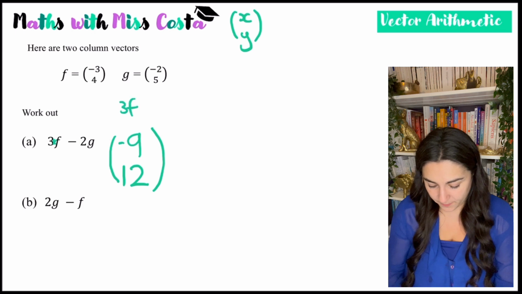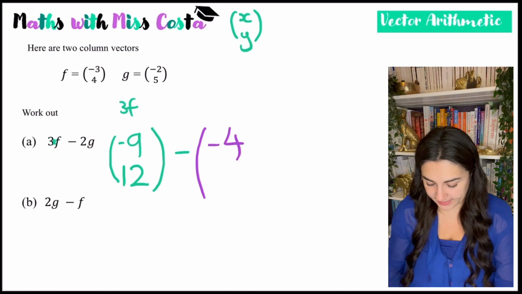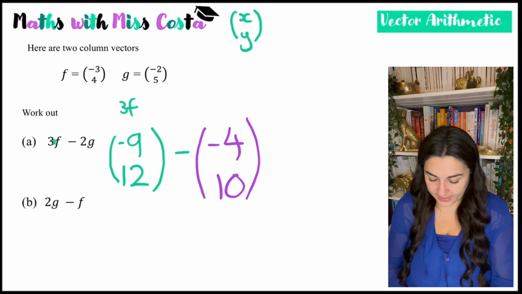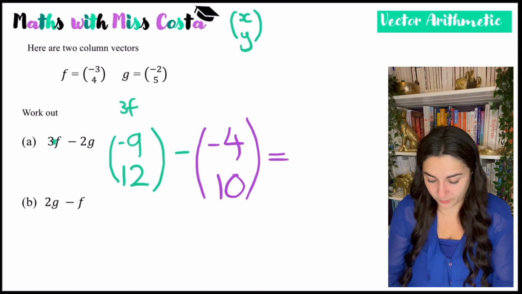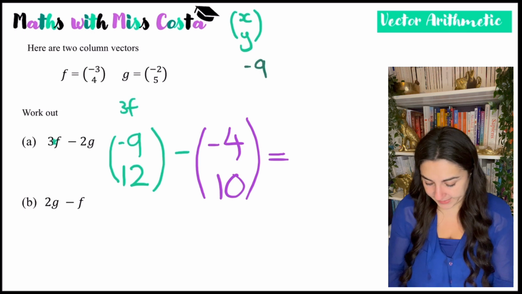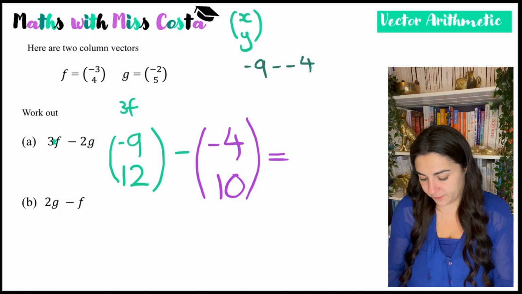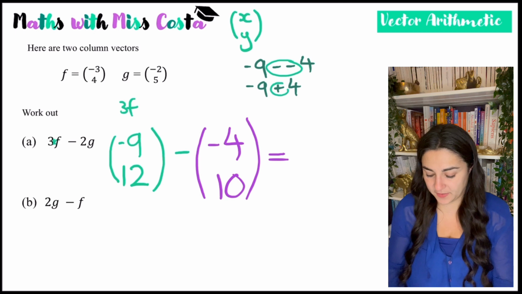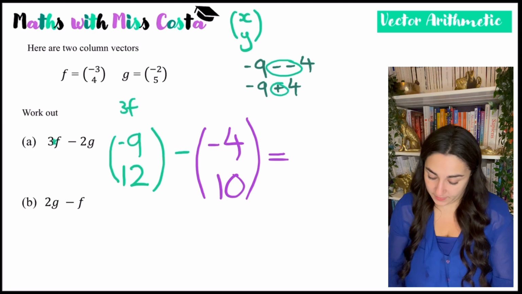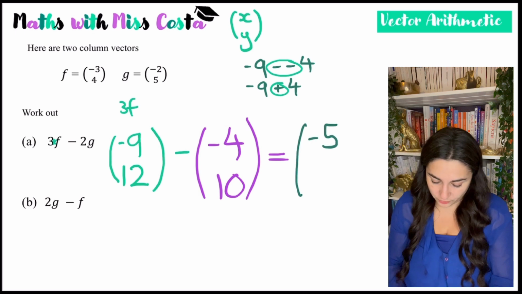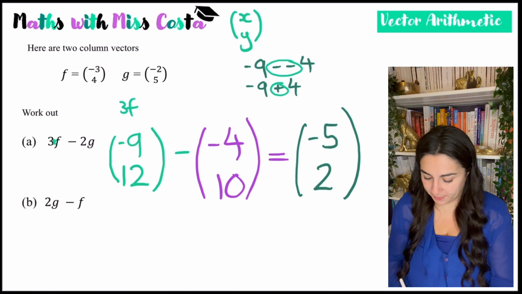So that's 3f. And then 2g is going to be double this. So double -2 is -4, and double 5 is 10. So I've just doubled that. And now what I need to do is subtract them. So just like with normal arithmetic, I'm just going to work with the x values first. So -9 minus -4 would become -9 plus 4, because when there are 2 negative signs next to each other, they turn into a plus. -9 plus 4 is -5. And then you've got 12 take 10, which is 2. So that's how I'd work that out.